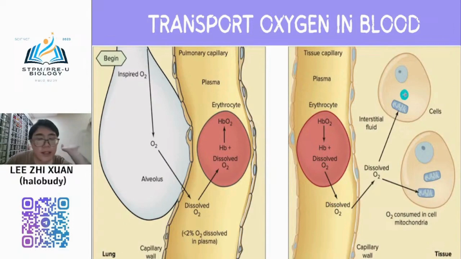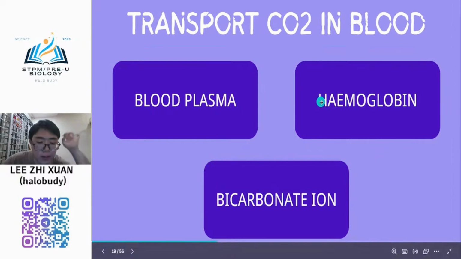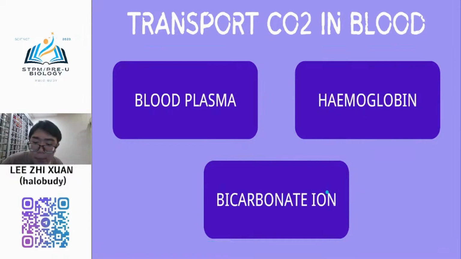Just like that. But for carbon dioxide, it's more complicated. It has three pathways, in the blood plasma: either it is dissolved into the blood plasma, or it binds with the hemoglobin, or it undergoes a chemical reaction to form bicarbonate ion. So all of these we will explain one by one.